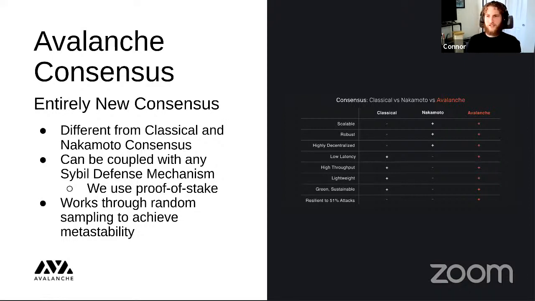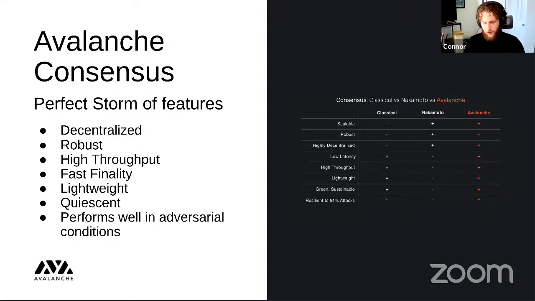The way it works is it does a bit of random sampling. It's like you ask a bunch of people which transaction they want to accept, and if you ask enough people and do enough random sampling, you can come up with an answer. It turns out that this is a very efficient approach, and it can be coupled with any Sybil defense mechanism. You could use it with proof of work. We use it with proof of stake. This approach really lets us take a best of both worlds approach. The end result, the punchline of all this, is that we have a system that is incredibly fast and incredibly high throughput.